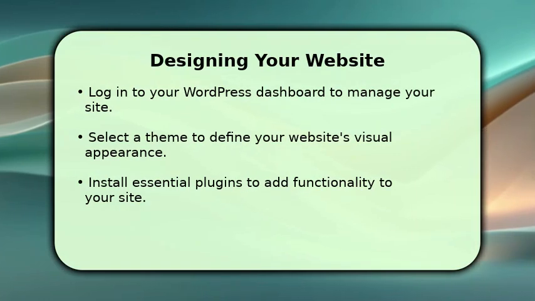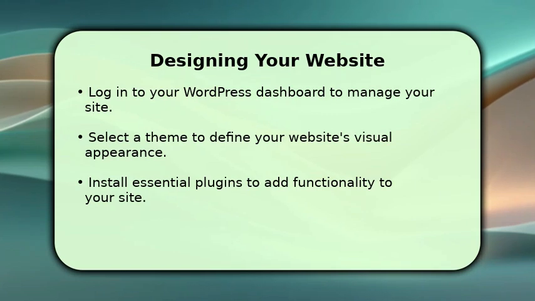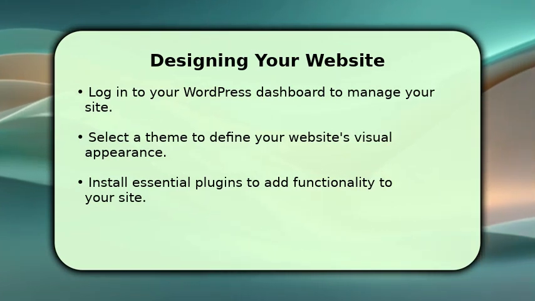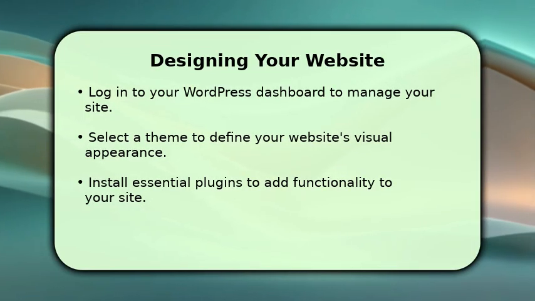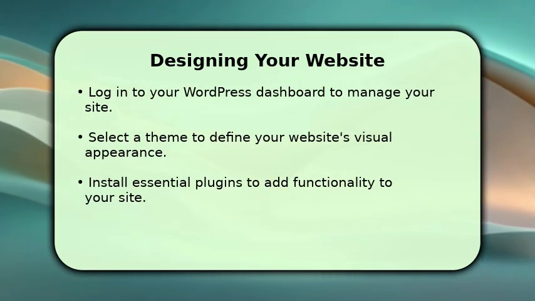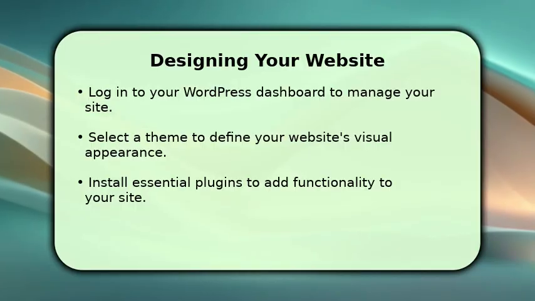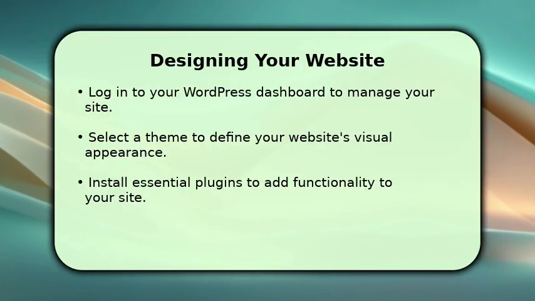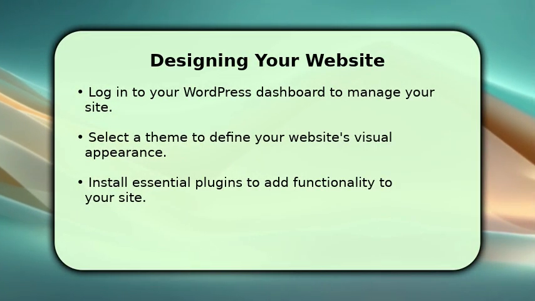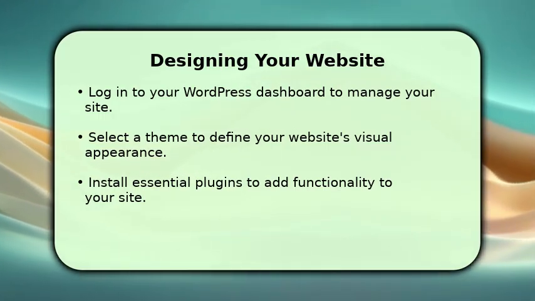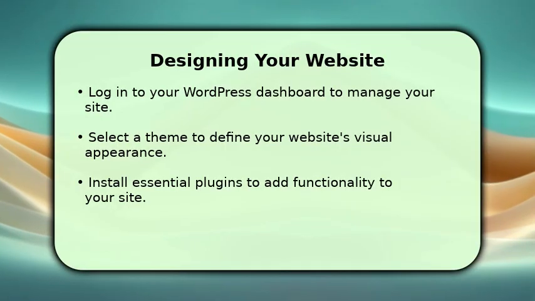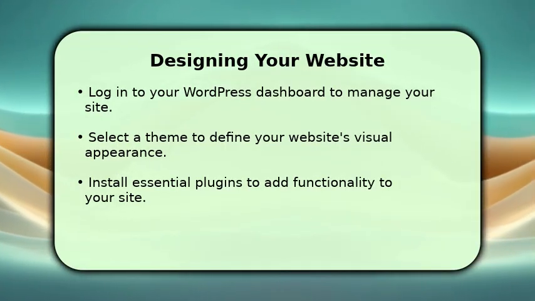With WordPress installed, it's time to bring your website to life. Log into your WordPress dashboard, which is your central hub for managing everything. Here, you can choose from thousands of themes to give your site a professional and appealing look. Additionally, install plugins to add features like contact forms or search engine optimization. Then, start creating your pages and posts, adding your unique content and images.